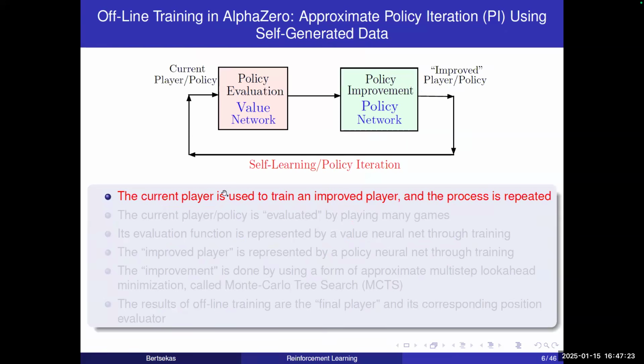Okay, so now let's go to the offline training algorithm in AlphaZero. It's an instance of what's called approximate policy iteration. Policy iteration is a fundamental algorithm in dynamic programming. But it uses training with data that's self-generated. In other words, the program gets to play against itself to generate data from which the training is done.